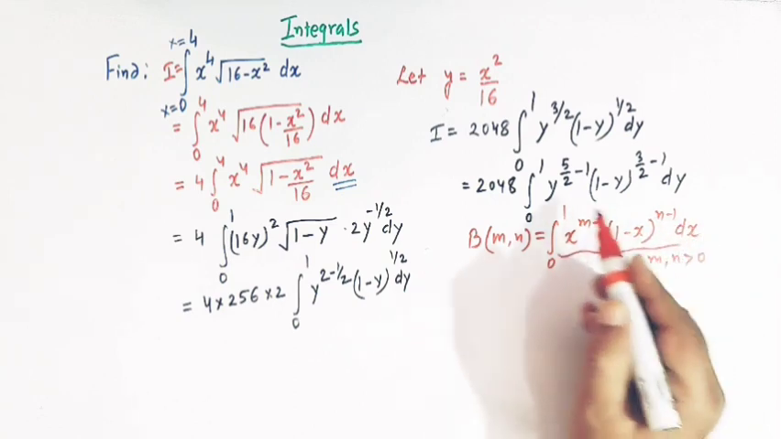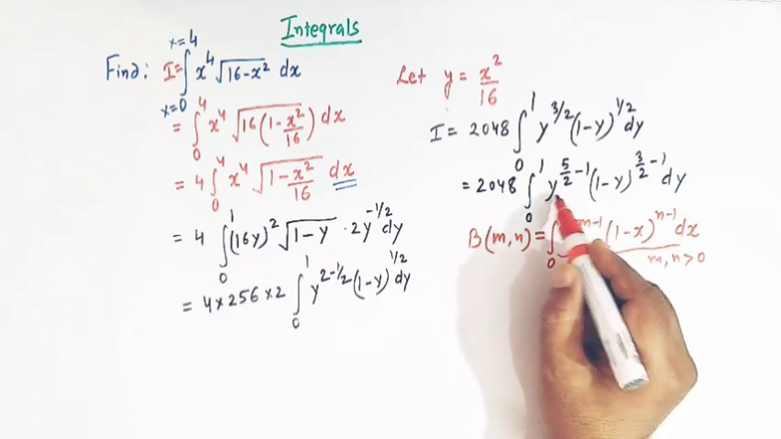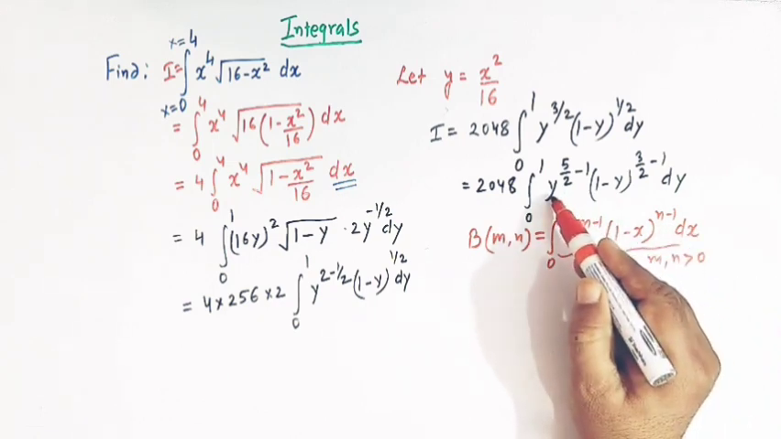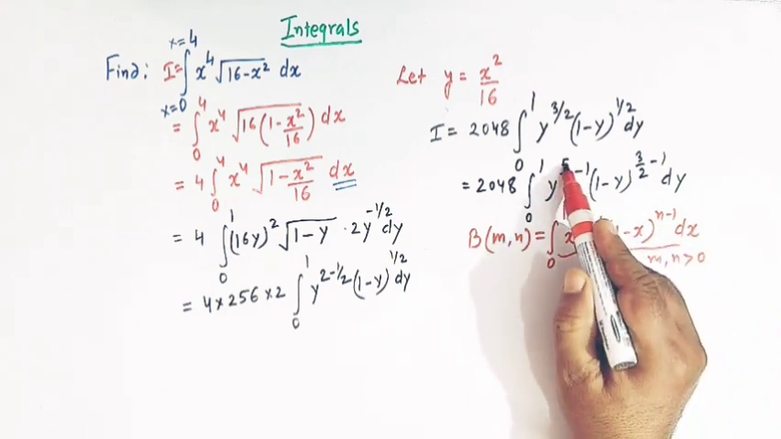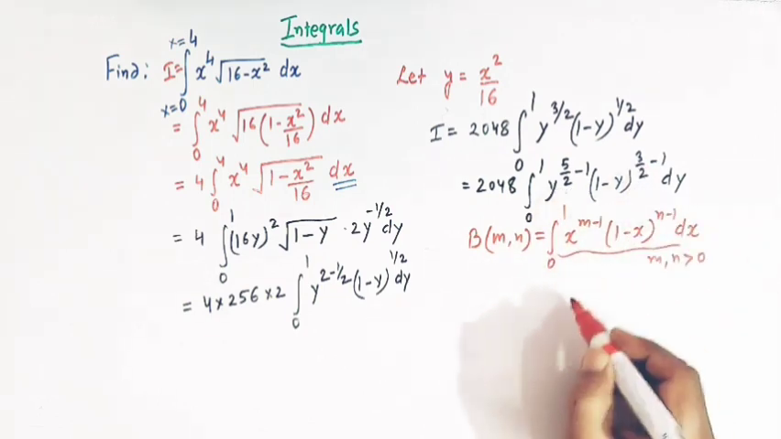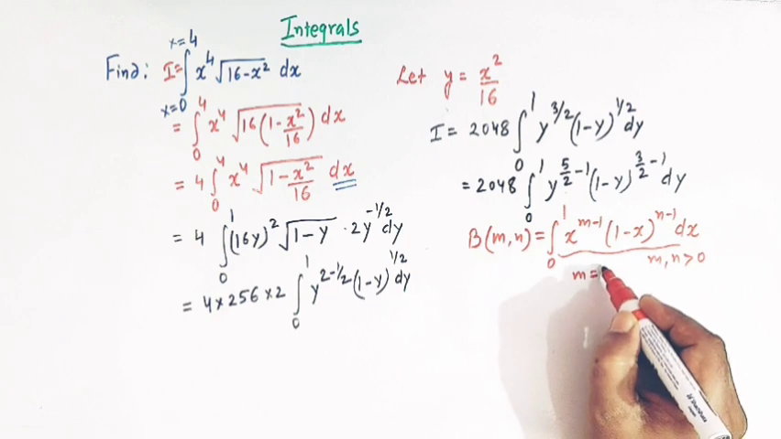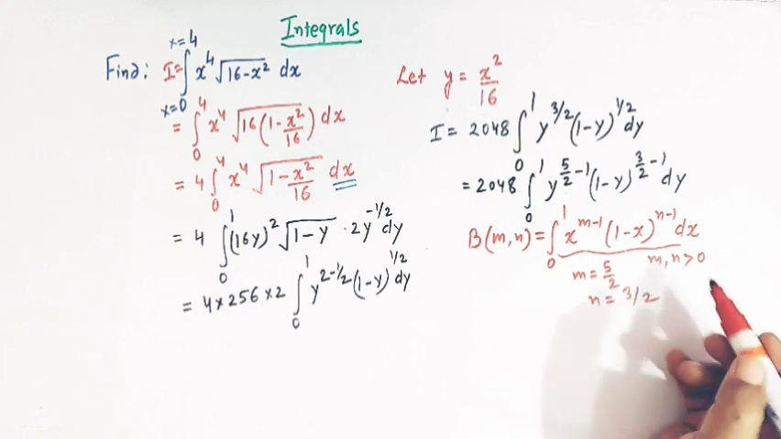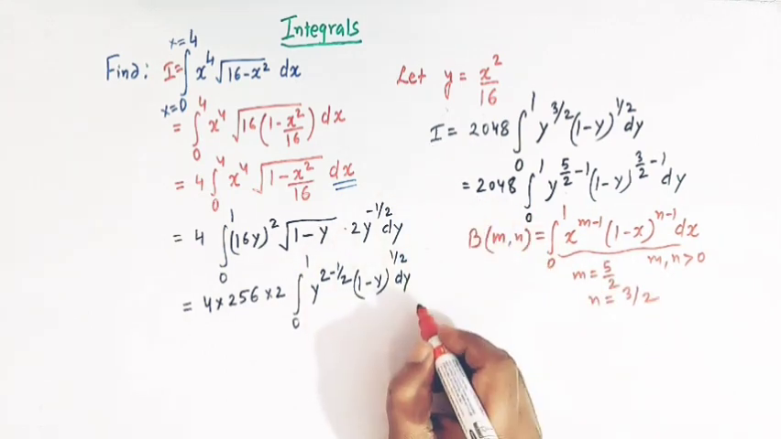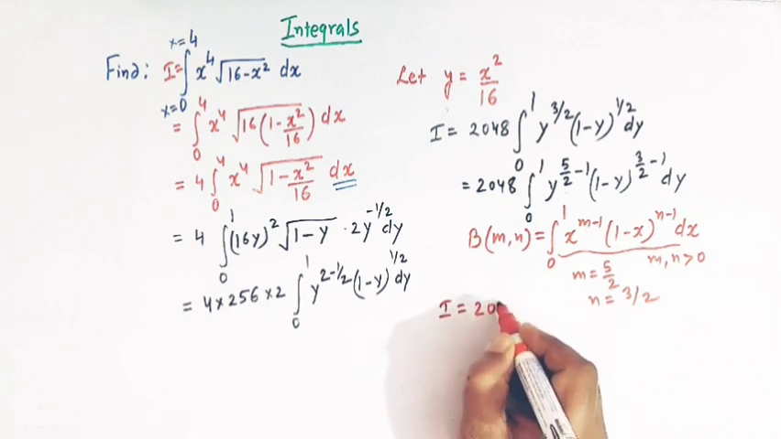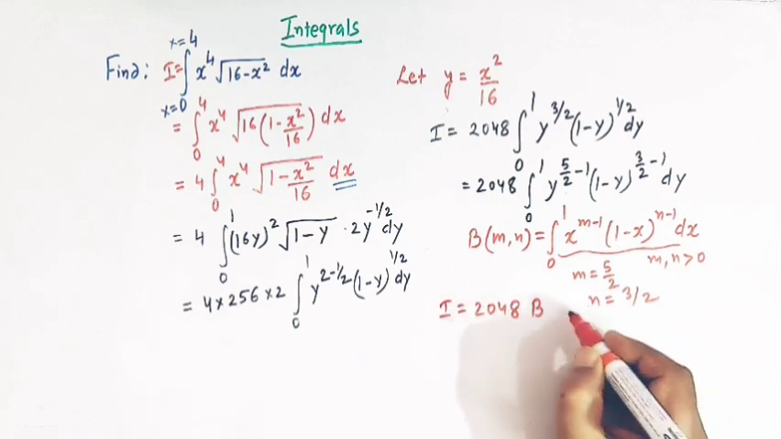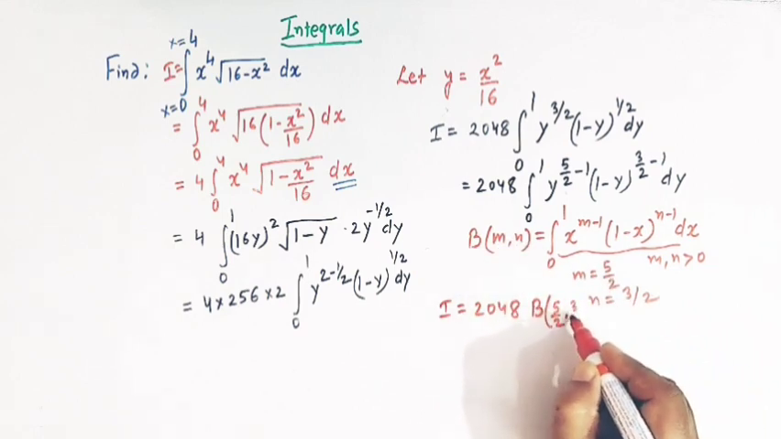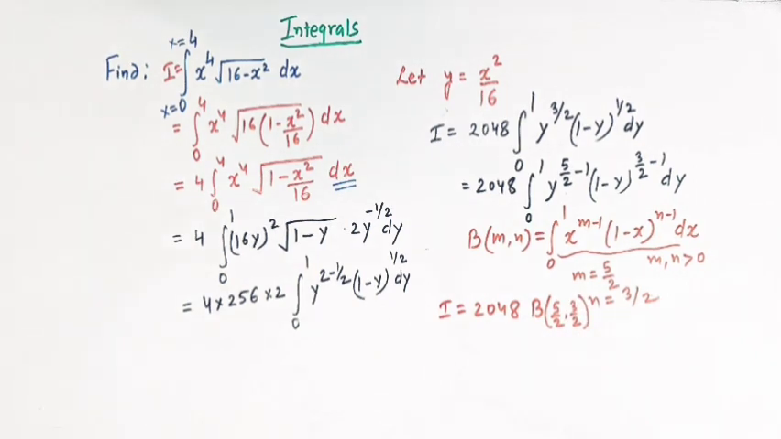So if we compare this integral with this one, then we can see that the variable is y here, the variable is x here, and it is not going to change. And here m is 5 by 2 and n is 3 by 2, right? So comparing, we have m is equal to 5 by 2 and n is equal to 3 by 2, right? So now this integral I can be written as 2048, and here we have beta mn. M is 5 by 2 and n is 3 by 2, right?